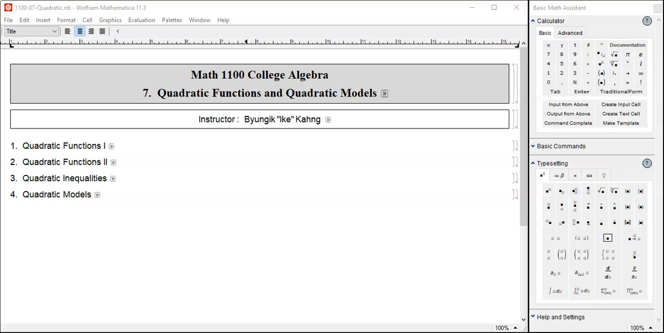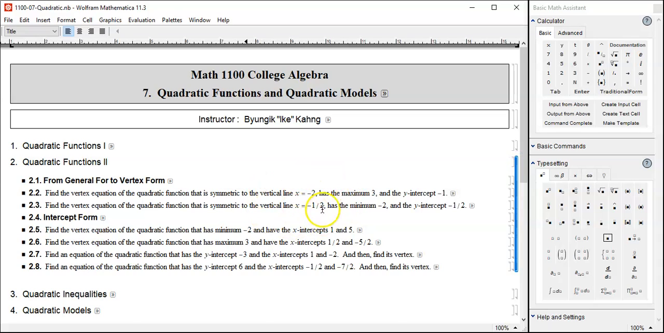Welcome back, students. Let's resume our discussion on section 2. We went through these types of problems, the problems regarding the y-intercepts. Now let's go over to problems about the x-intercepts.